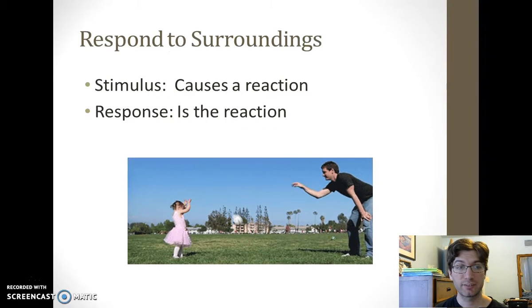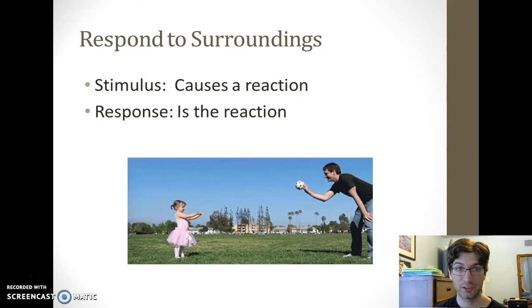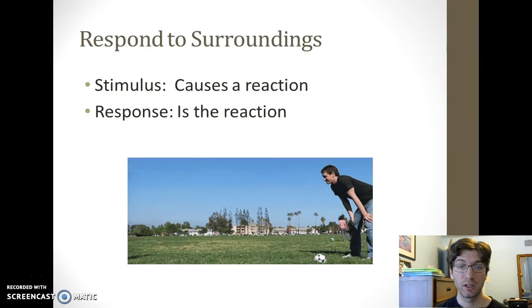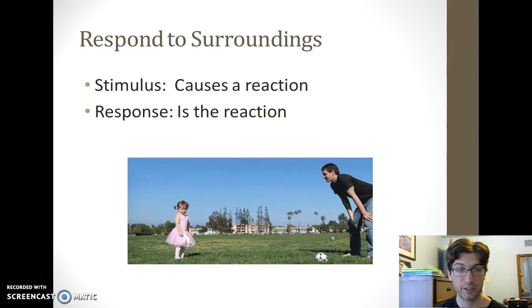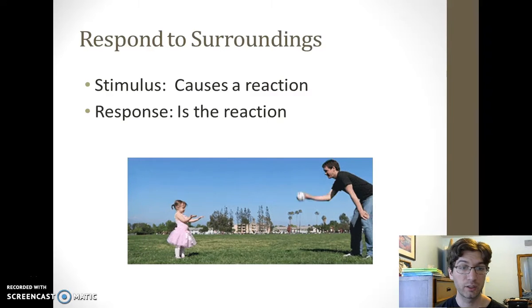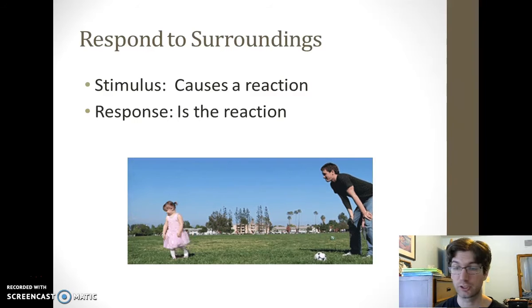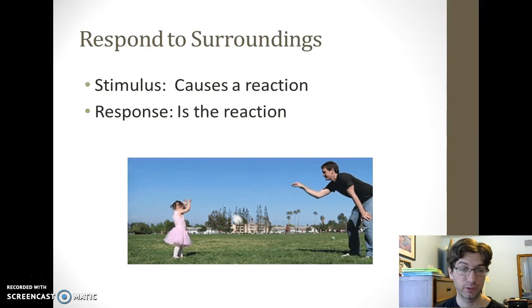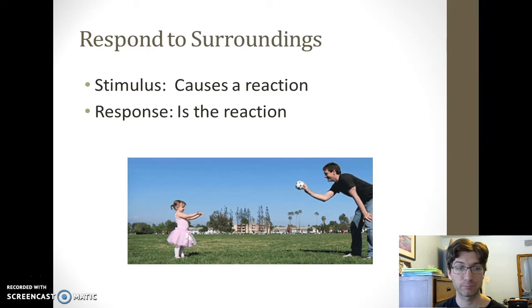Next is responding to stimuli. A stimulus is the cause of a reaction, and a response is the reaction. So as you can see from our little GIF here, the stimulus is the ball coming at the girl's face. Her reaction is to walk away, hopefully unscathed, but definitely emotionally distraught there. But it is a response to a stimuli. If you were a non-living thing, you would not have a reaction to a stimulus.